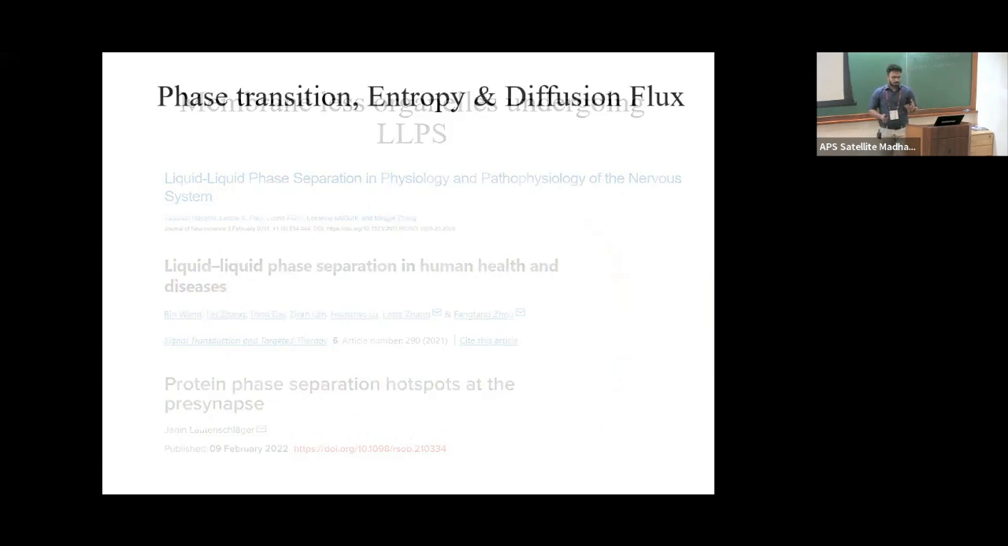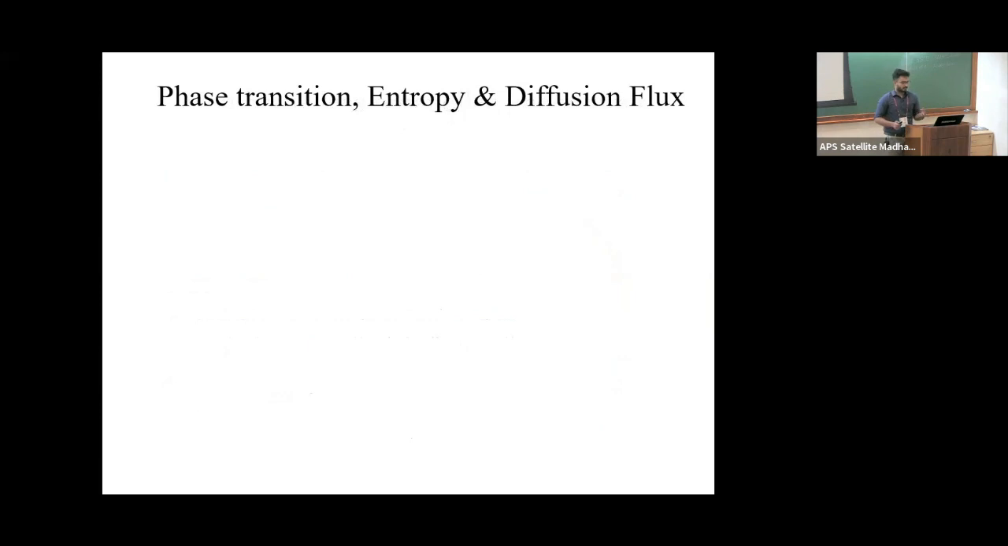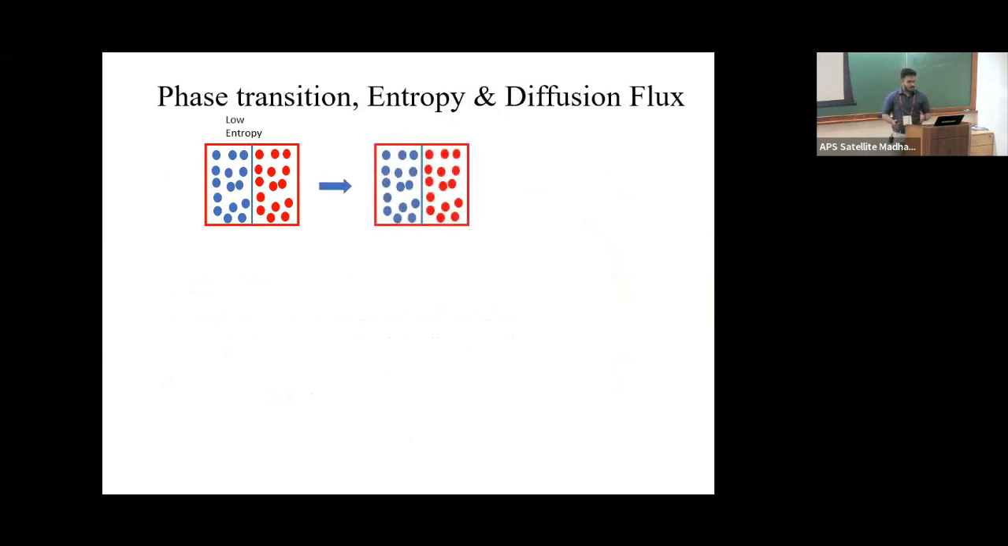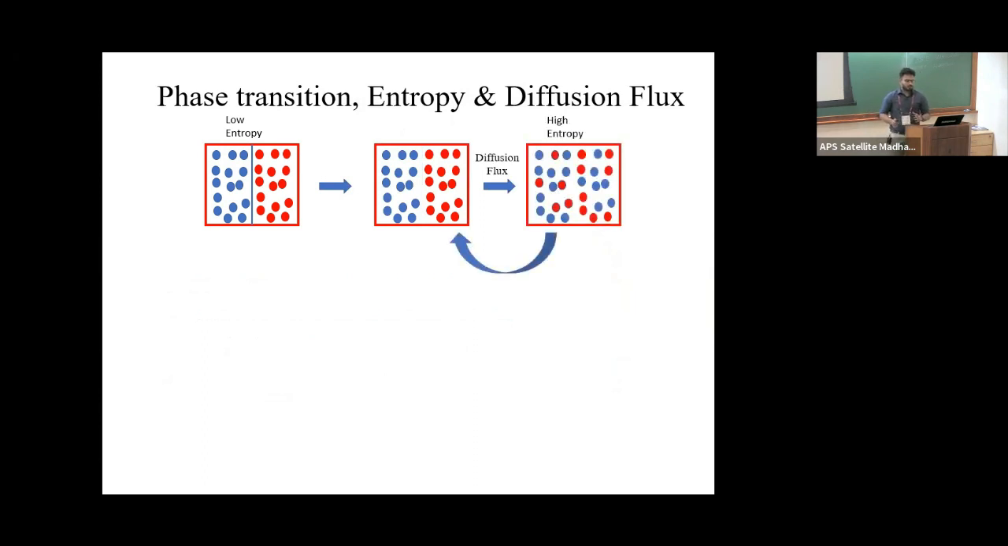So let me go into the fundamentals of phase transition. Let's consider two different types of molecules separated in a container by a barrier, and the system has low entropy. When we remove the barrier, they are free to move and can form a higher entropy state. If these molecules are allowed to mix, can they demix again? Is it possible, and if it is possible, what drives it?